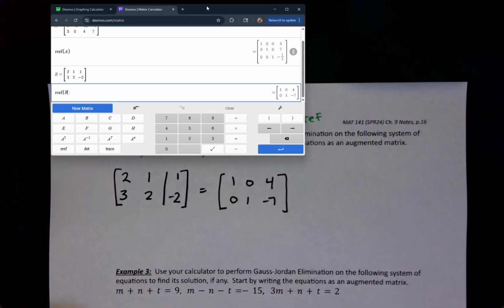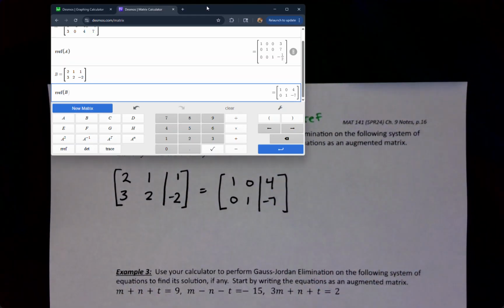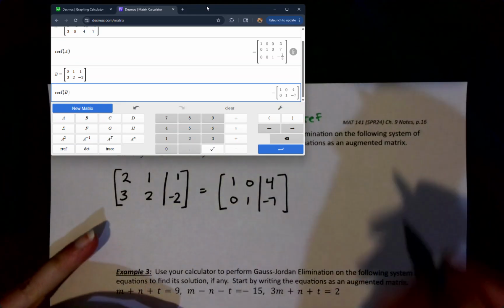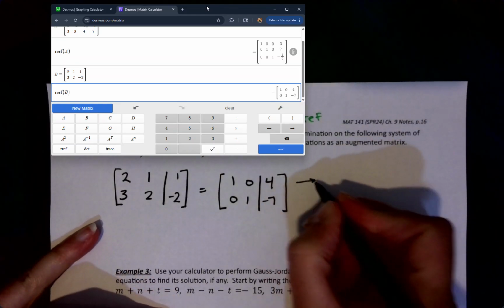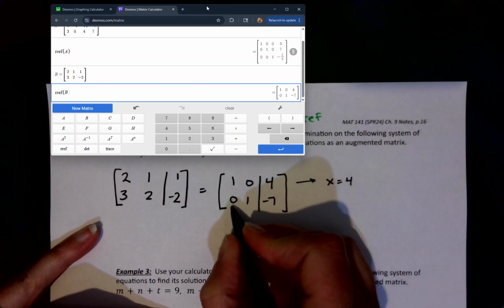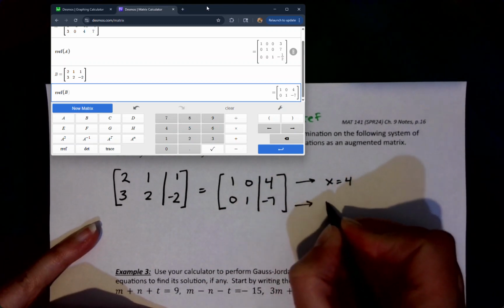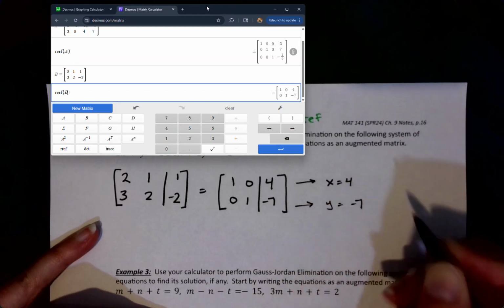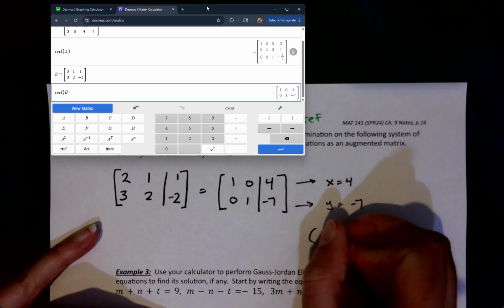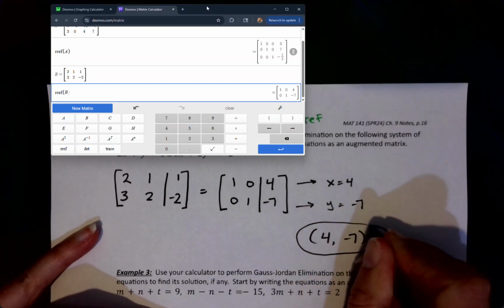Remember, on the calculator, it doesn't show where the vertical bar should be, but I know that it should be here. So I'm going to draw that back in. And this tells me that 1x is equal to 4, and 0x plus 1y is equal to -7. So I have a solution of 4, -7. So I know the solution to this system.